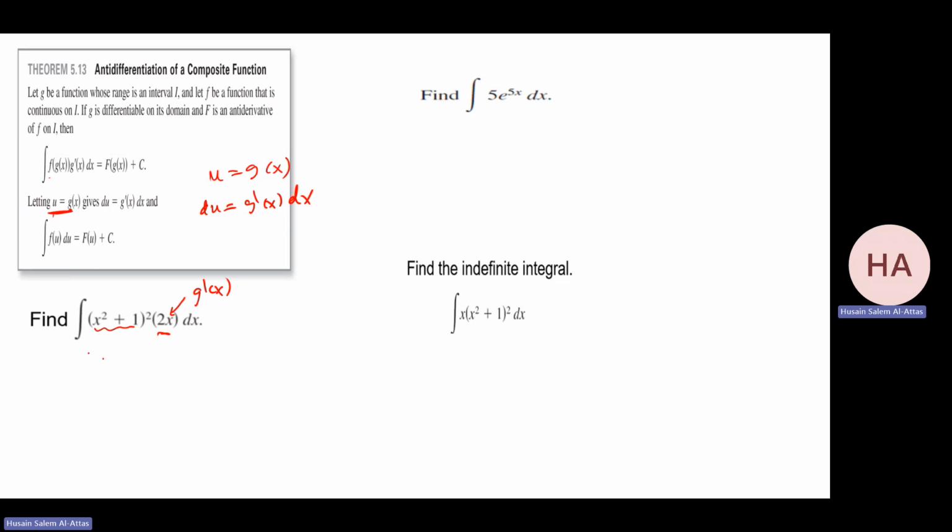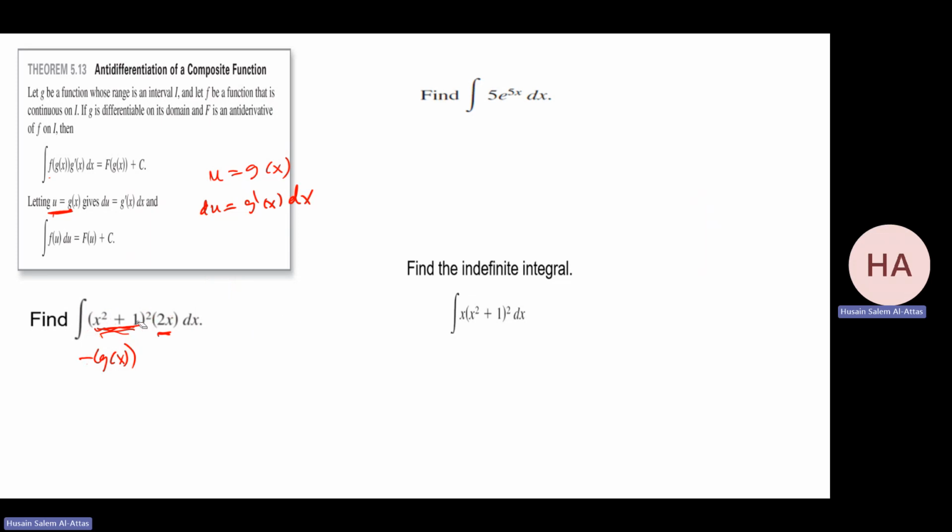Where my g is x squared plus 1. So this is its derivative, and this is f of x squared plus 1. So this is like f squared, the outer function is the square. So the antiderivative of u squared is u cubed over 3, where u is x squared plus 1.